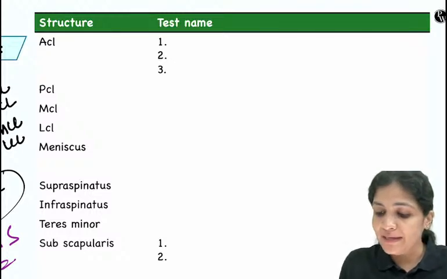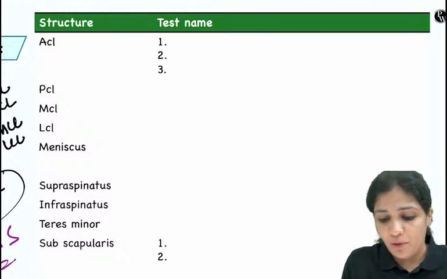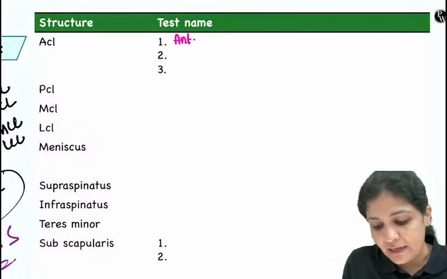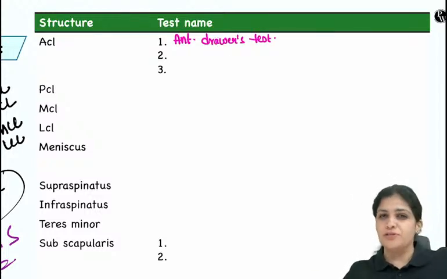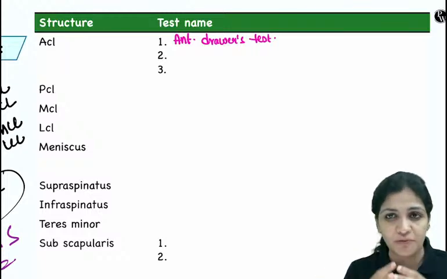So the cruciate ligament test is the first one, very, very important. That is your anterior drawers test. So how do you do this? We all know, because it could be an image based question, so you have to be familiar with it.